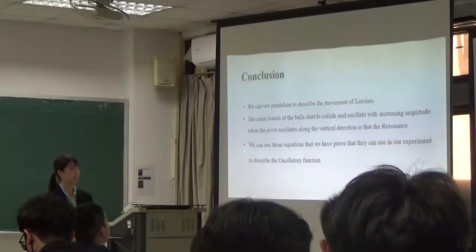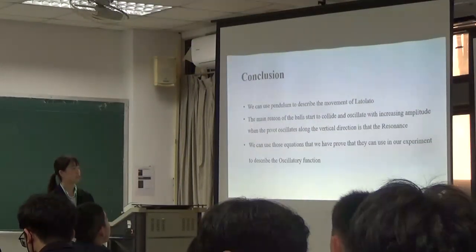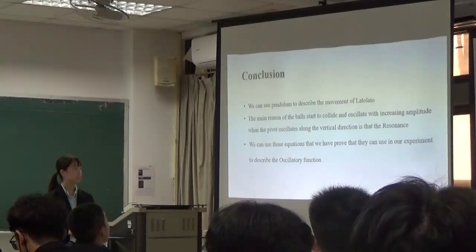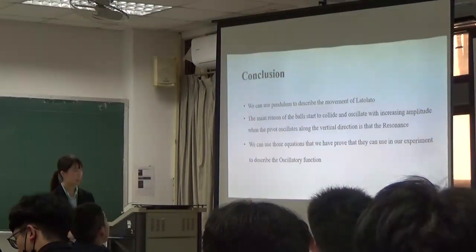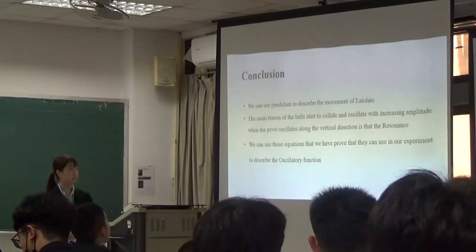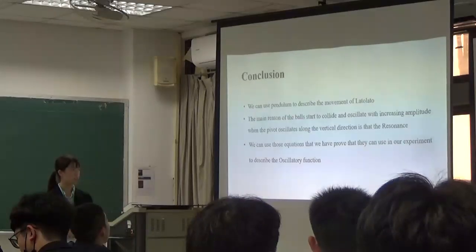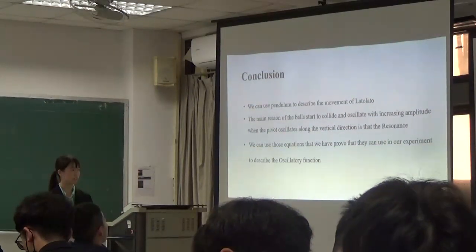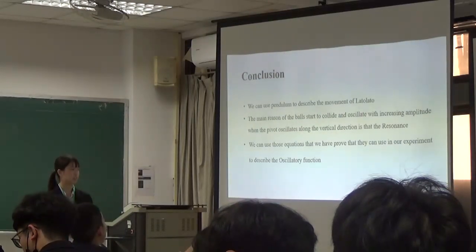So this is my conclusion. We can use a pendulum to describe the movement of the lateral. The main reason the balls start to collide and oscillate with increasing amplitude when the pivot oscillates along the vertical direction is resonance. We can use the equations that we have to describe the oscillatory function.